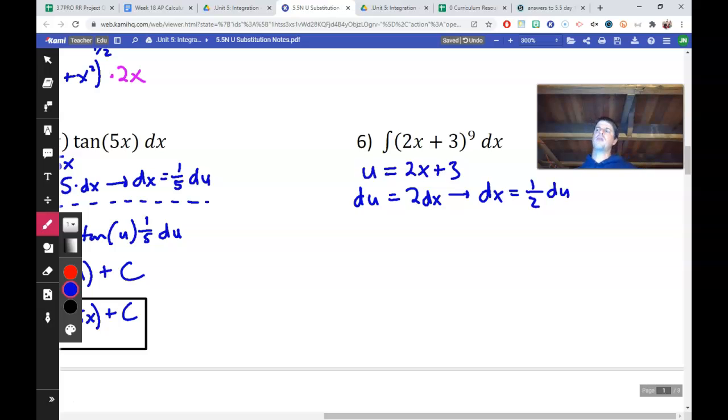Notice I prefer writing them as fractions. You could write du over 2, but when you go back to substitute it back in, it's a little easier to move the fraction around. So just a little tip there.